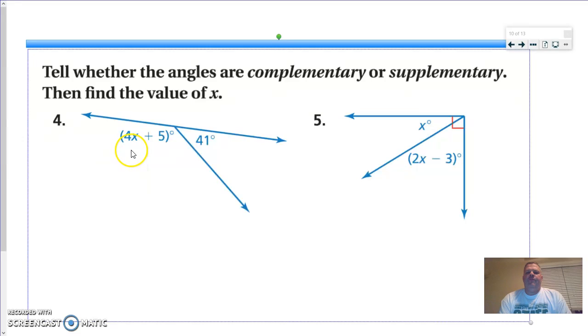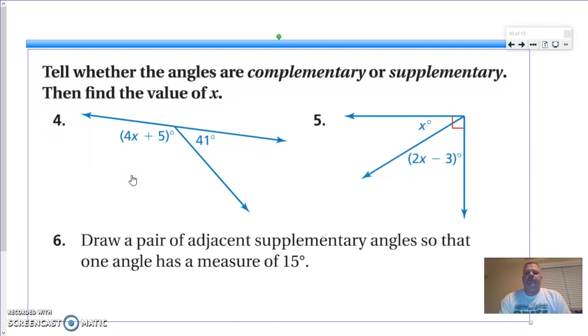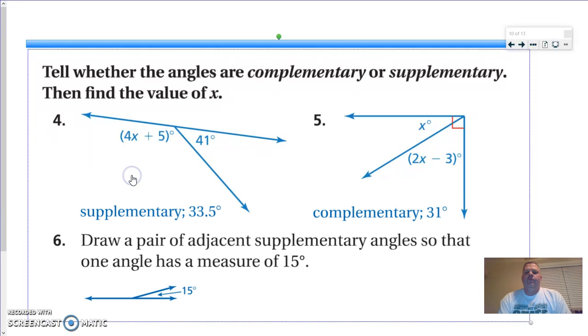In this first one, we have 4x plus 5 plus 41 equals 180. So when we combine the 5 and the 41, we get 4x plus 46 equals 180. We are then going to subtract the 46. We will get 4x equals 134. We will then divide by 4, and we will get 33.5.